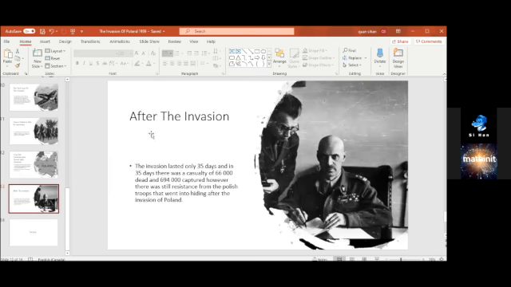The invasion only lasted 35 days, and in those 35 days there were 66,000 dead and 694,000 captured. However, there was still resistance from Polish troops that went into hiding after the invasion of Poland. And that's all.